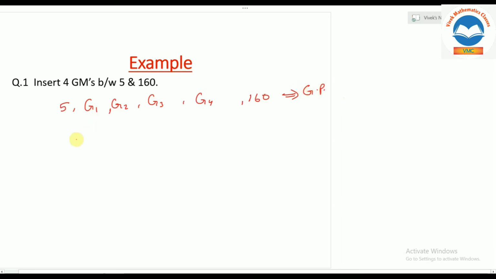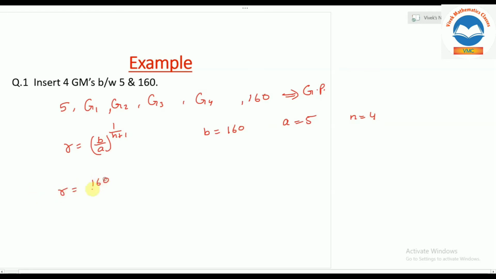First of all, what you have to do? You have to find the common ratio r. What will be the r value? It is (b by a) whole to the power 1 by n plus 1. Here the b value is 160, the a value is 5, and n is 4, since they are saying 4 GMs we need to insert between these. So we can find the r value.